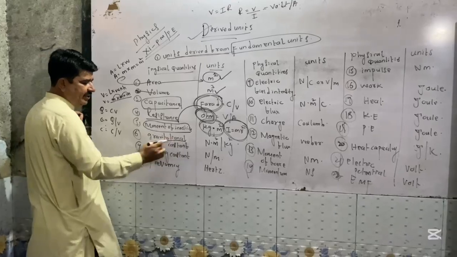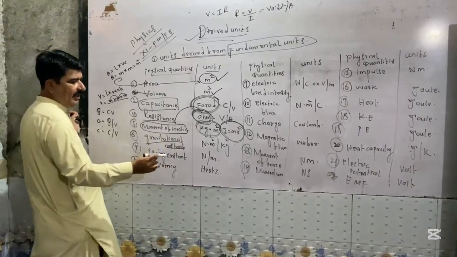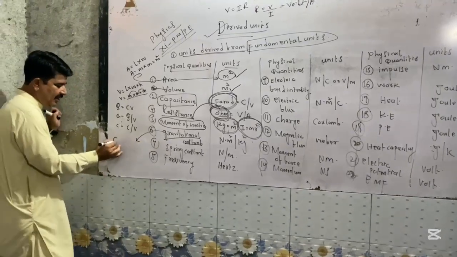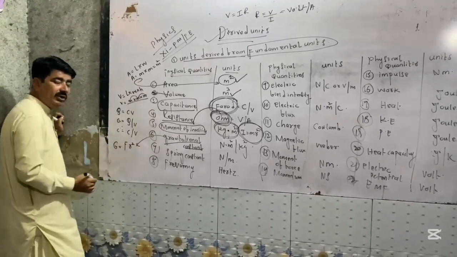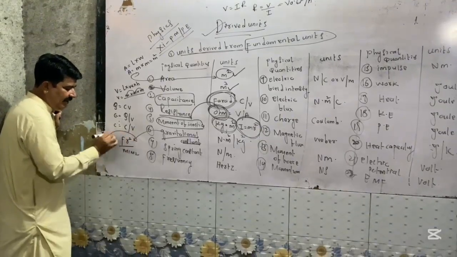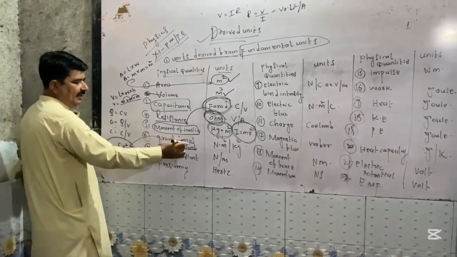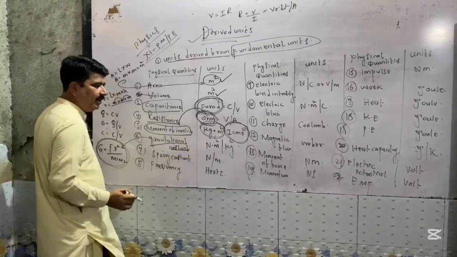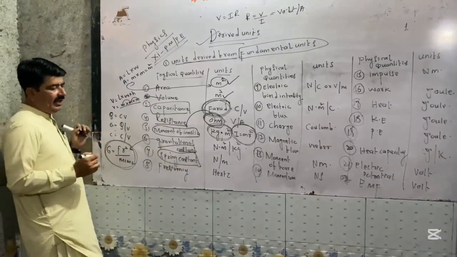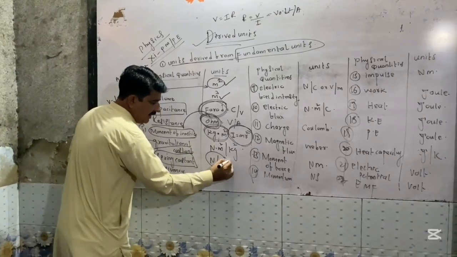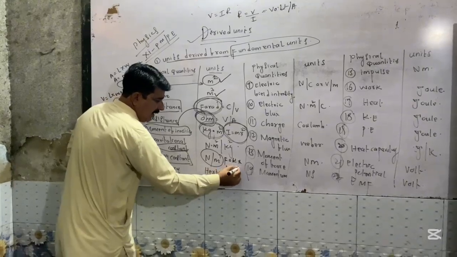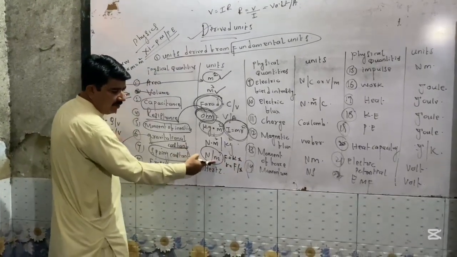Next one is gravitational constant. The unit of gravitational constant is Newton dot meter square per kg square. How do you get it? From Newton's law of gravitation, F is equal to G m1 m2 upon r square. From this formula we get the unit, Newton dot meter square per kg square. Next one is spring constant. Its unit is Newton per meter, which comes from Hooke's law. F is equal to kx and k is equal to F upon x, that is Newton per meter.